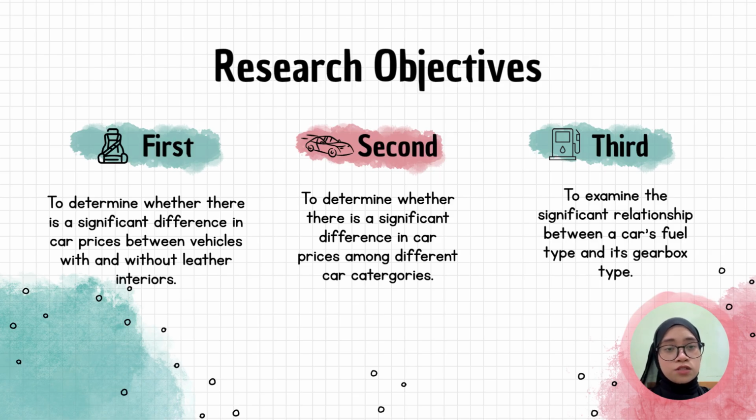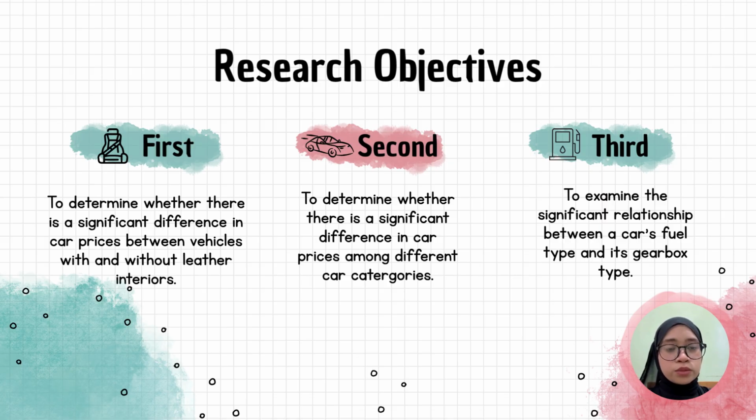Next I will present the objectives of our study. Our study has three main objectives. The first objective is to determine whether there is a significant difference in car price between vehicles with and without leather interiors. The second objective is to determine whether there is a significant difference in car prices among different car categories. The third objective is to examine the relationship between fuel type and gearbox type of cars.